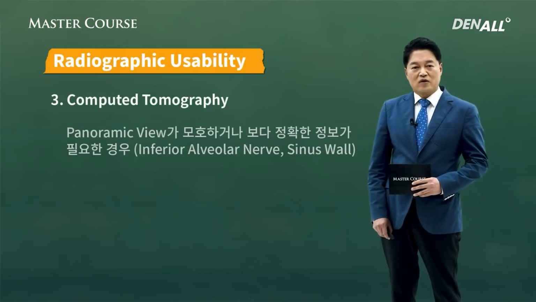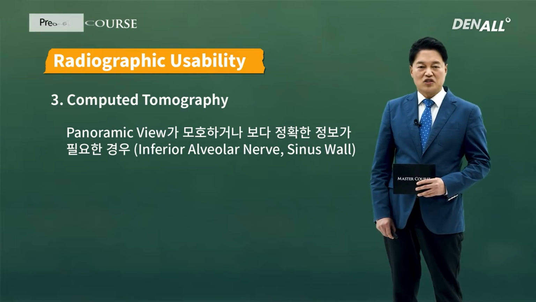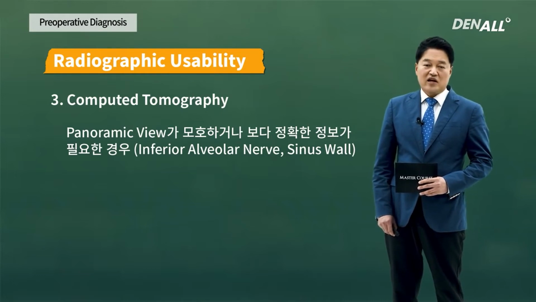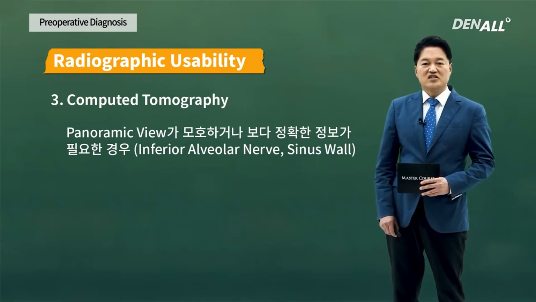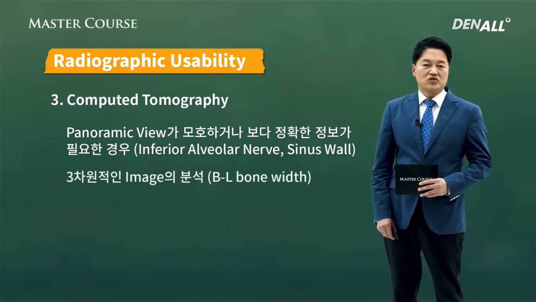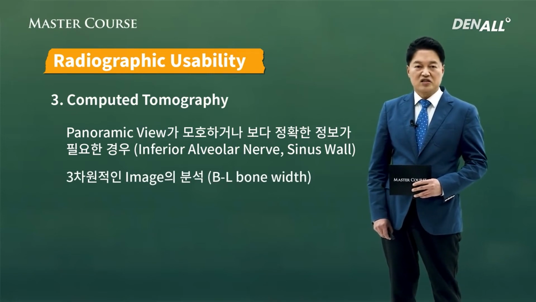However, CT: when you take a panoramic view and it is vague, or if you need accurate information, you need to take CT then. In other words, if the inferior alveolar nerve or the distance to the sinus wall is vague, you can take CT to check once again accurately. 3D image analysis. Buccolingual bone status or bone width, you need to take CT to know that.